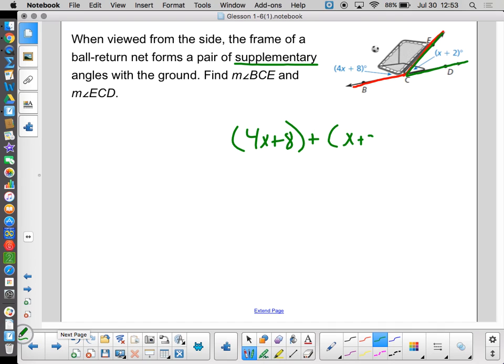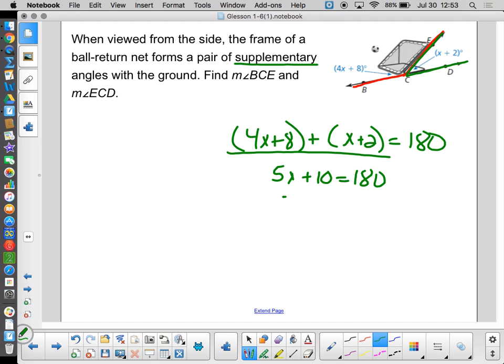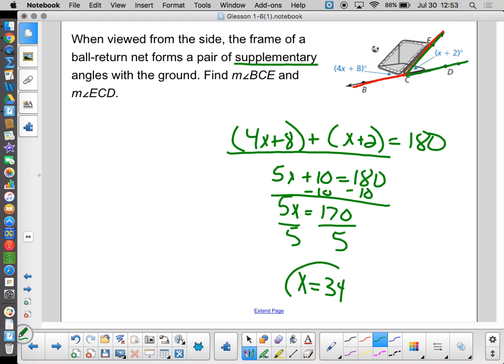Plus x plus 2 is 180. There's my equation. And just like we did yesterday, since all these terms are on the same side, we're going to combine terms. 4x plus 1x is 5x. 8 plus 2 is 10. So I get 5x equals 170. Subtracting the 10 from each side should show my work. And then divide by 5. And x equals 34.